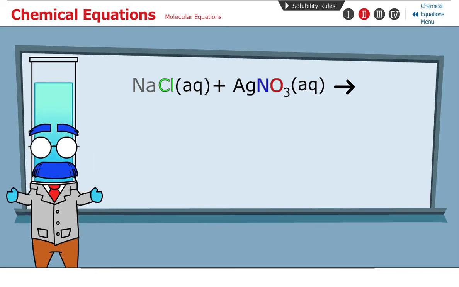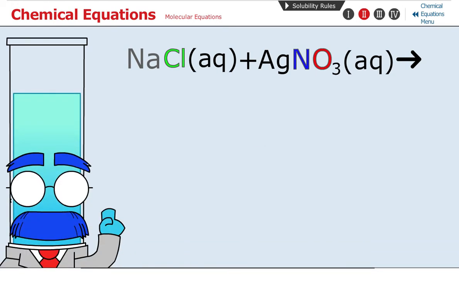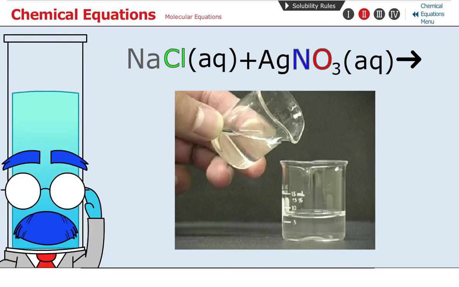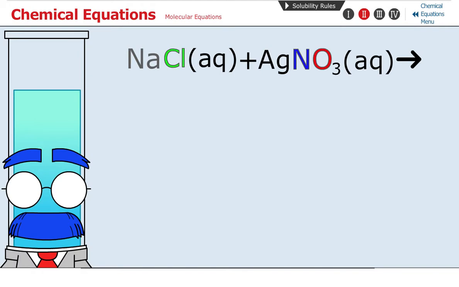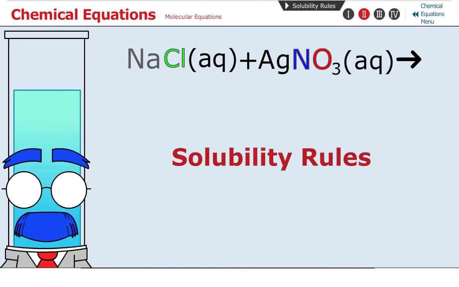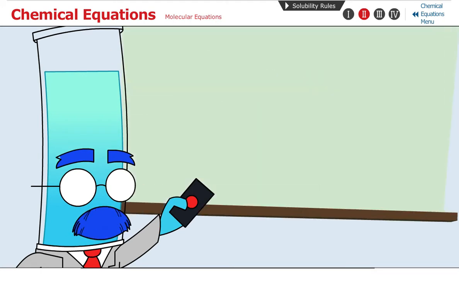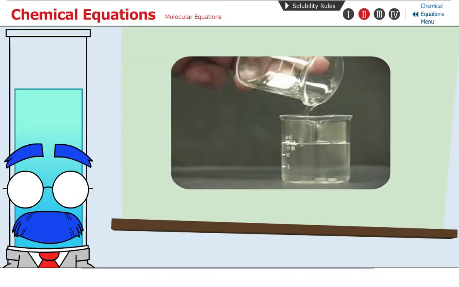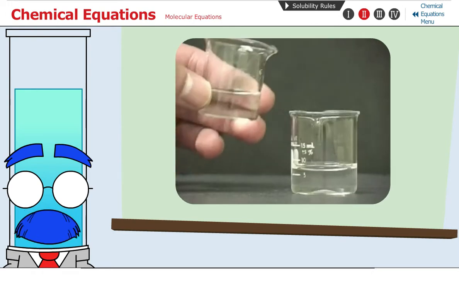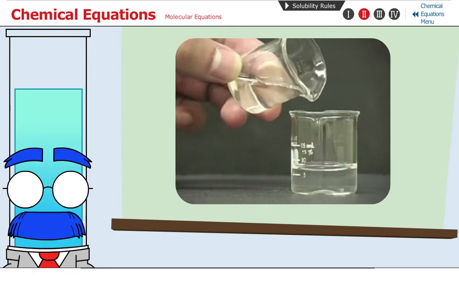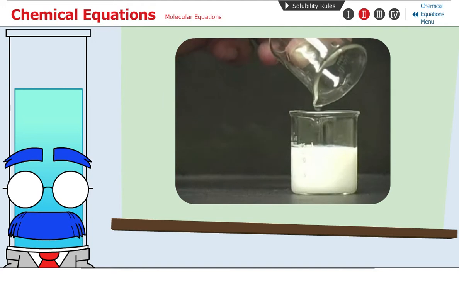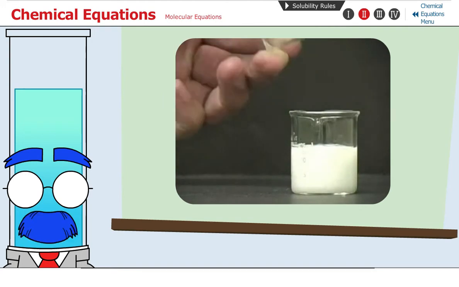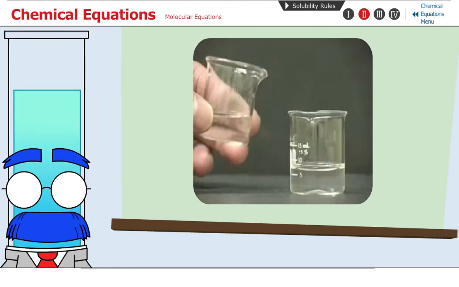One way we could find out would be to actually do the experiment. Another way would be to consult a set of rules called solubility rules to determine if a precipitate is formed. Solubility rules indicate whether a substance dissolves in water, making it soluble, or does not dissolve in water, making it insoluble. If a product is insoluble, it forms a solid called a precipitate.